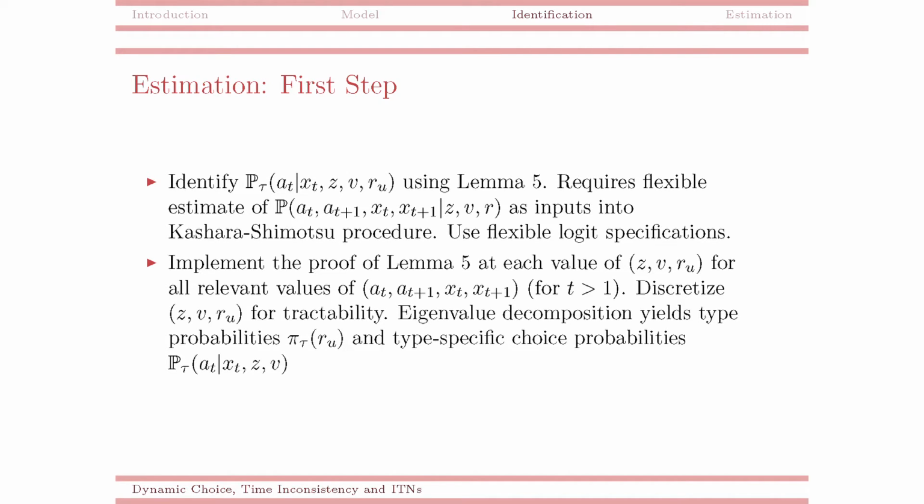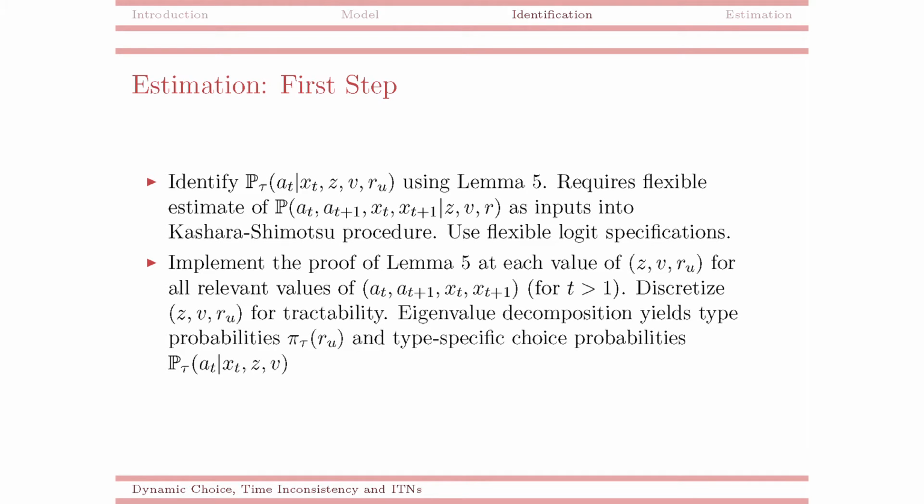Our implementation is going to follow fairly straightforwardly. We're going to first estimate a joint distribution of actions and states conditional on other time invariant observables, and then we're going to implement lemma 5 in the paper, which essentially is an eigenvalue eigenvector decomposition. And the eigenvalue and eigenvector decomposition, subject to the ordering that we had imposed 2 slides ago, is going to identify for us both the sizes of different types in the population, the pies, as well as the type-specific choice probabilities, the p sub taus. So these two are then going to be key when we go to the next step.